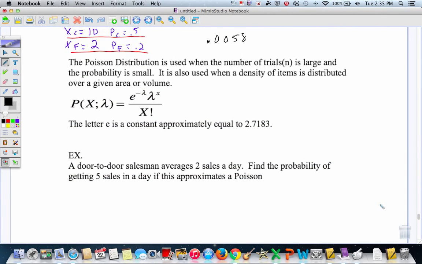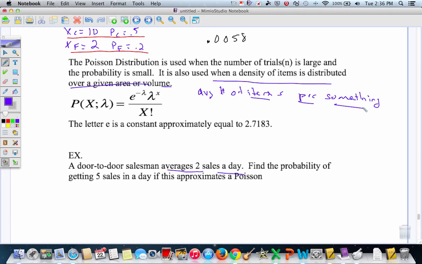Our second distribution is called a Poisson. A Poisson is used when a density of items is distributed over a given area or volume. What that means is you'll see a statement of an average number of items per something else. I'm going to refer to our example down here. We have an average number of 2 sales per day. So 2 sales per day would be our average per something else.